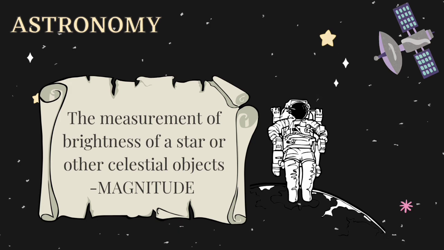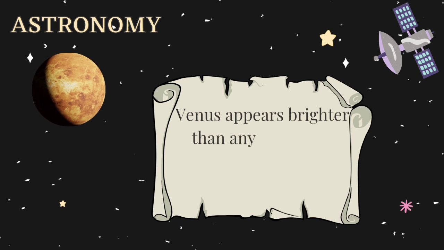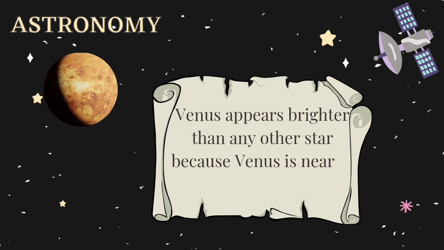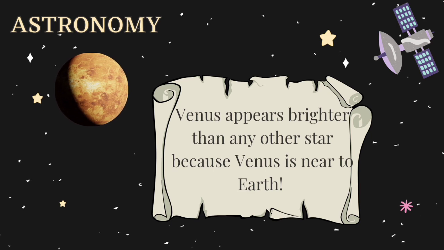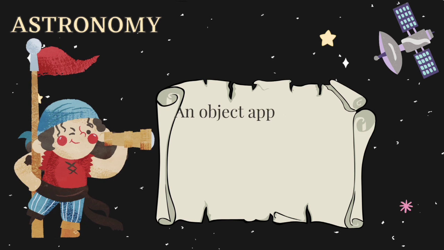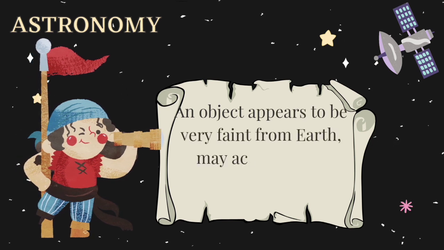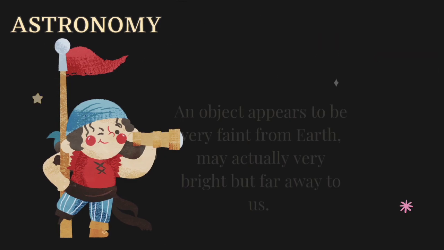For example, from Earth, the planet Venus appears brighter than any stars in the sky. However, Venus is really much less bright than stars. It is just very close to us. Conversely, an object that appears very faint from Earth may actually be very bright but very far away.